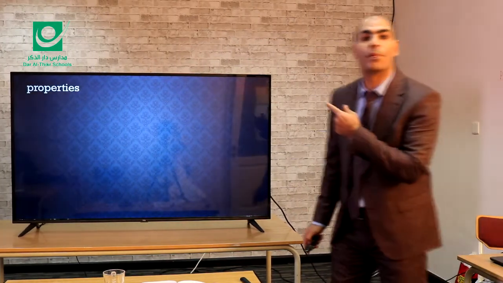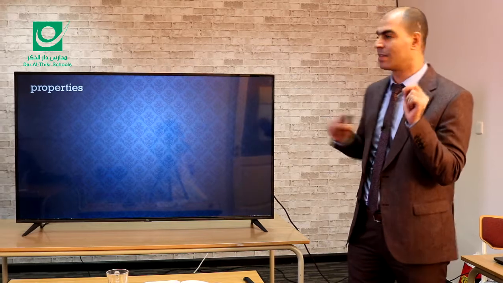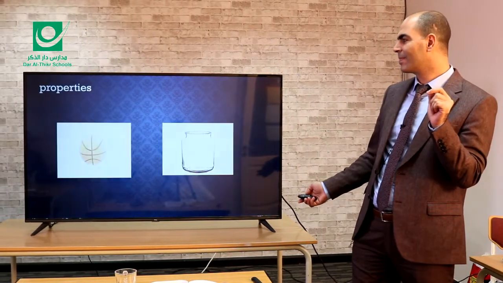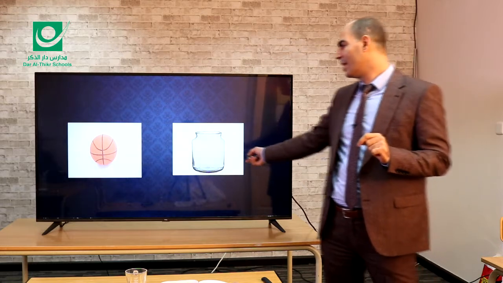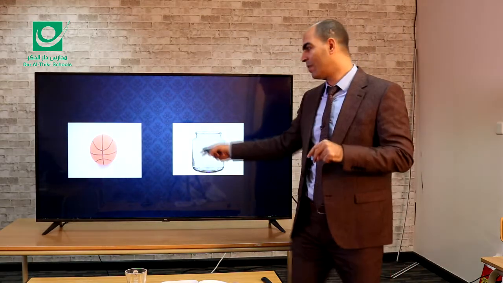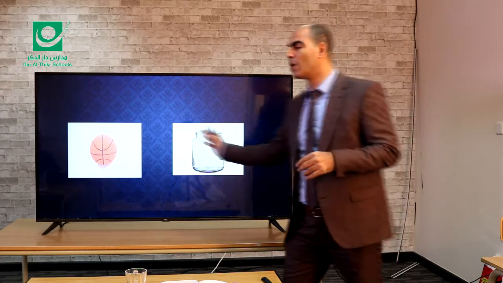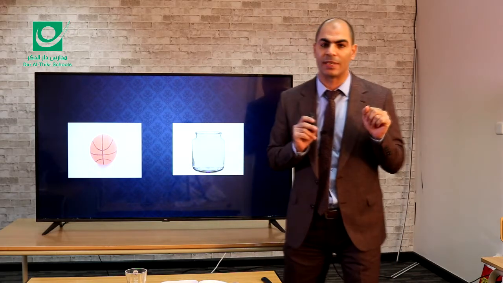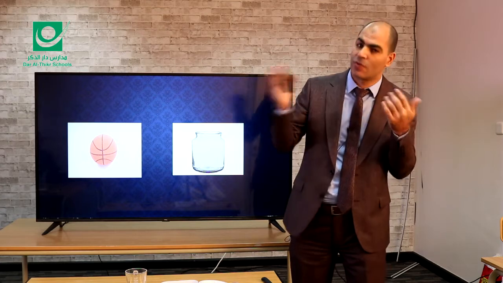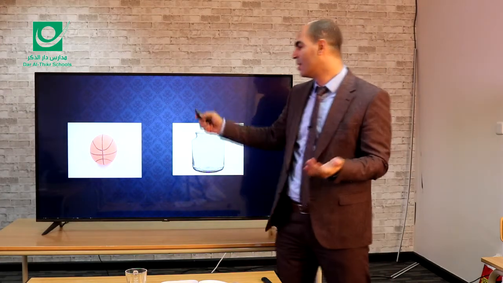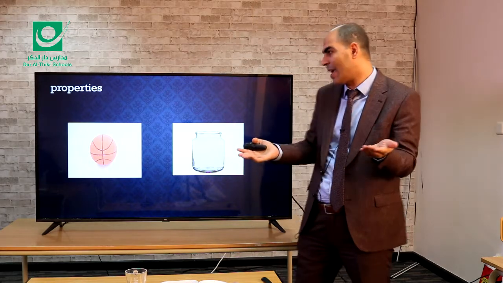Now the word properties, and this is the most important word of our lesson. Properties. If you take a look at the two pictures, you will find a basketball and a glass jar. Each one of them has its properties. Properties means qualities, characteristics. So, the word properties means qualities, okay?